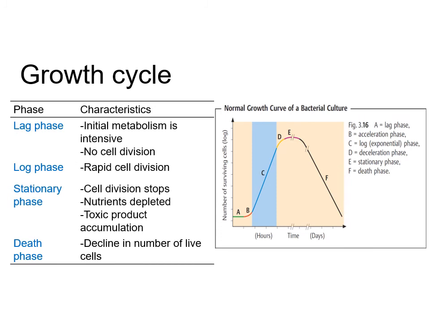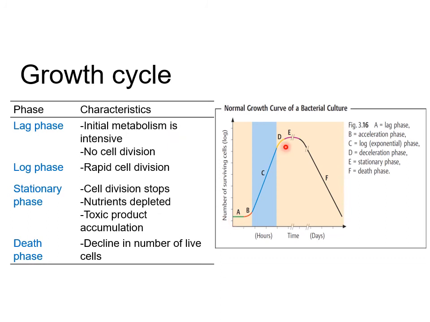So this is what you see in the slide. Here is the exponential growth of the bacteria with different stages. When you add the bacteria to the culture media or the place where it's supposed to grow, the initial stage, or the first stage, is called lag phase, which means that the bacteria at this stage is not dividing because it's utilizing the nutrients to initiate or start the metabolism.